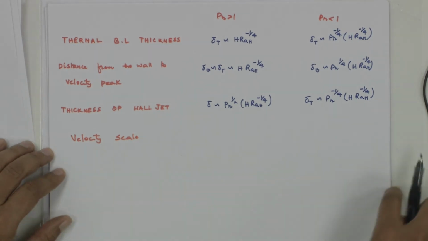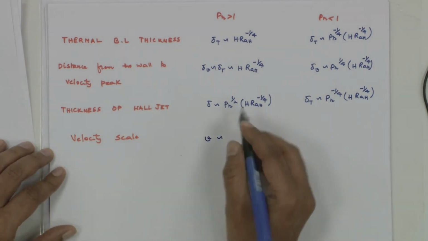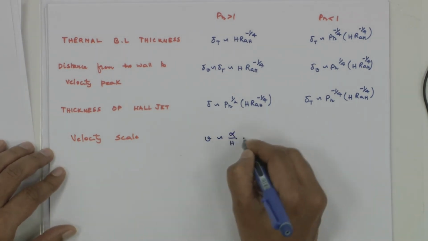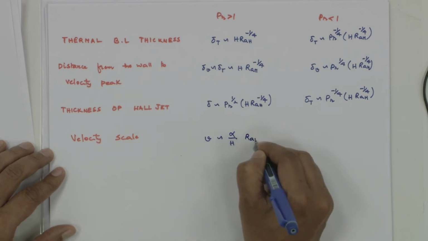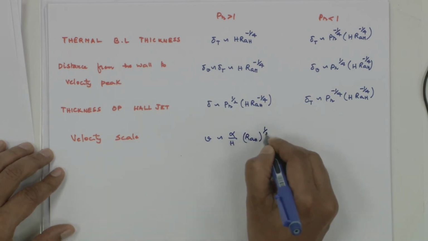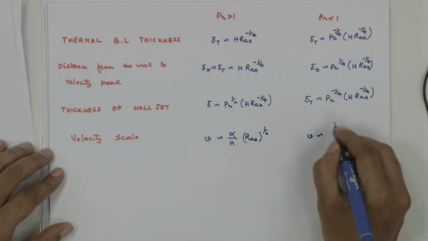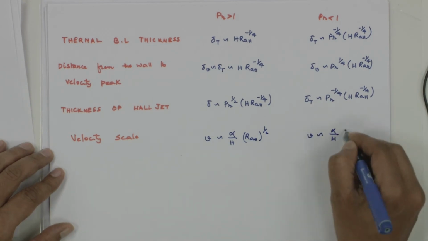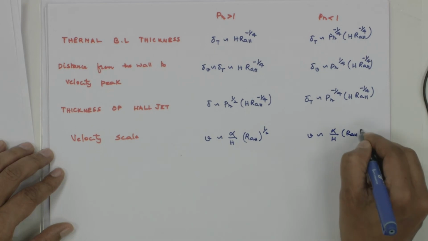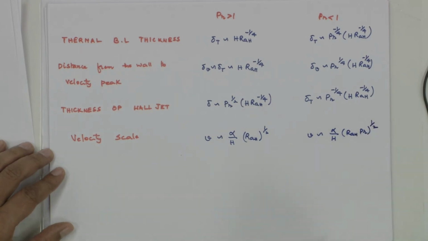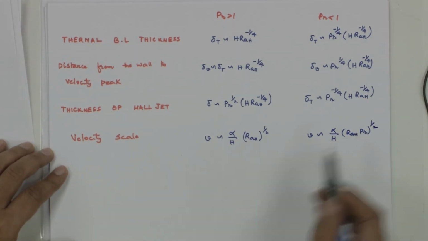The velocity scale V is of the order of alpha by H Rayleigh to the power of half, and here V is of the order of alpha by H Ra_H Pr to the power of 1 by 2. So notice there is a Prandtl number.